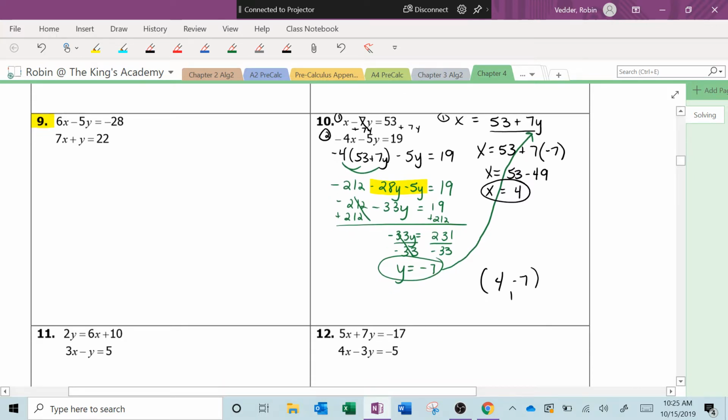Can you start with the second one, like in number 9? Can you start with finding y? Yes, and that's the easiest one to solve for, so yes, absolutely. Always look for whichever one looks easier.